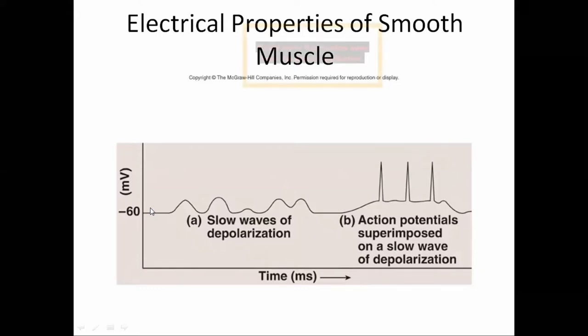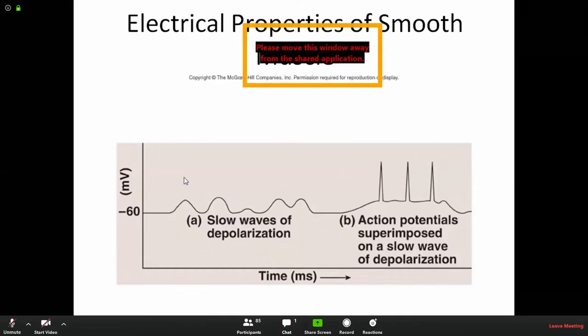So this slow wave of depolarization, the upstroke portion, is due to the influx of sodium ion, and whenever it reaches the threshold potential, there is the spike potential. This spike potential is due to influx of calcium ion.